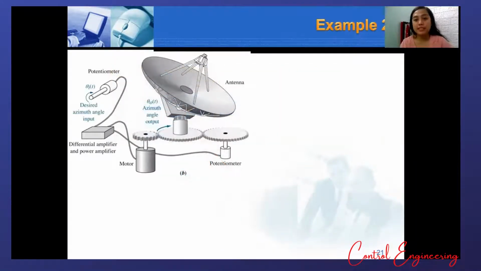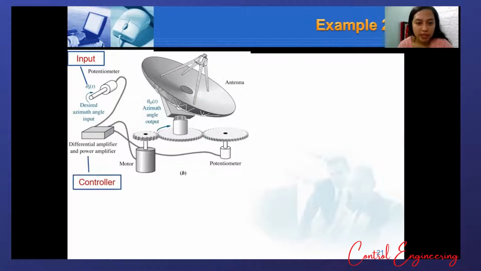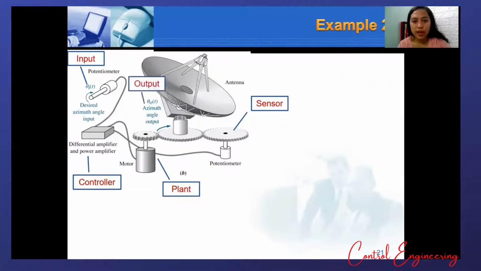Okay, another example, parang sa satellite. Okay, this is the example number 2. So, we have here the input from potentiometer. Okay, the desired azimuth angle input. Then, ito yung controller natin, differential amplifier and power amplifier. Okay, nandyan yung controller. Then, this is the plant. Okay, yung motor natin, that's the plant. And we have also our sensor sa second potentiometer. Yung potentiometer natin. Then, yung output, ito na po siya, azimuth angle output sa lalabas sa antenna.